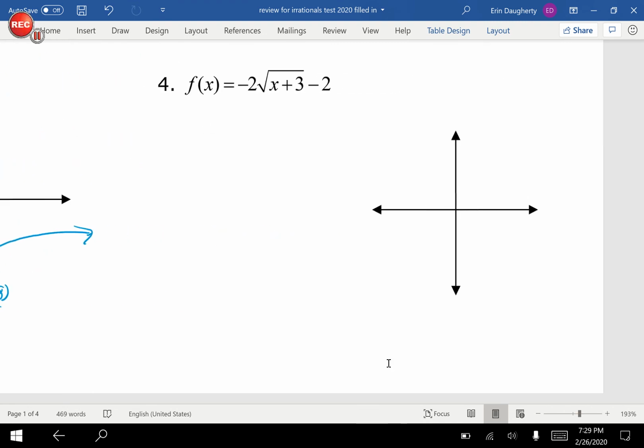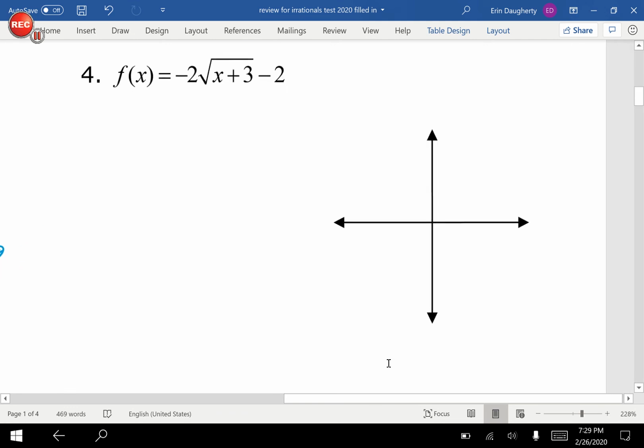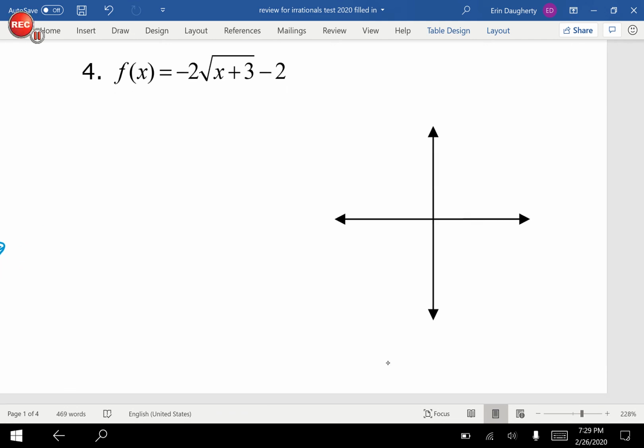Now looking at number 4. Number 4 is a little different because we do have a scale of -2, so that's going to change some things up.